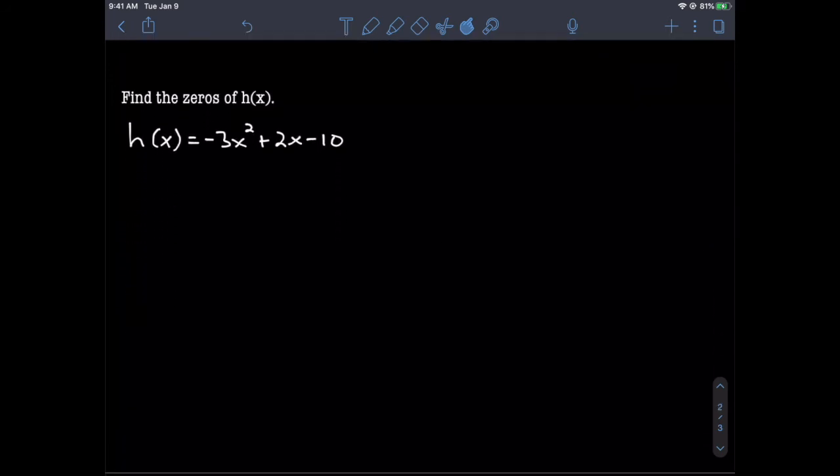In our final example, we are asked to find the zeros of h of x, where h of x is equal to negative 3x squared plus 2x minus 10. And if I say it once, I'll say it a million times, folks. Roots, zeros, solutions, and x-intercepts all mean the same thing. Our strategy here? Use the quadratic formula.